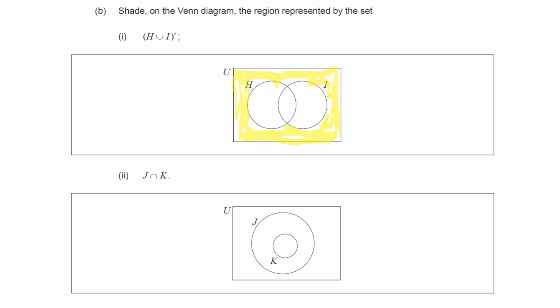Okay, part B. J intersection K. So that's everything in J that is also in K. That's just going to be the set K, isn't it?